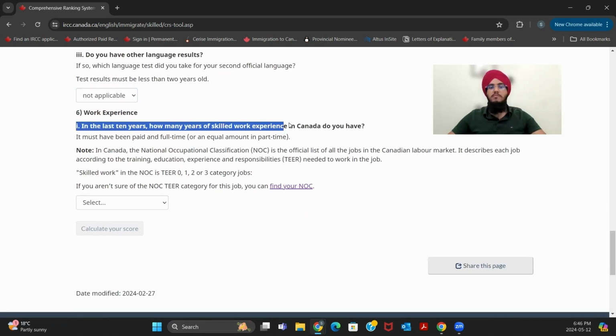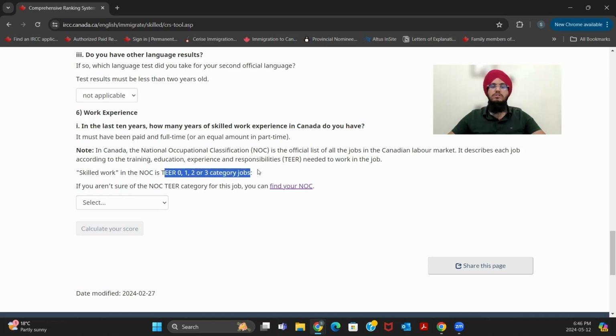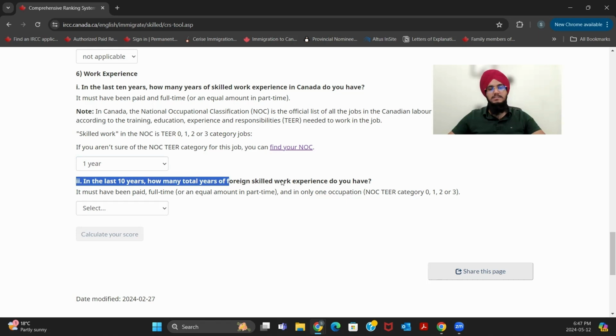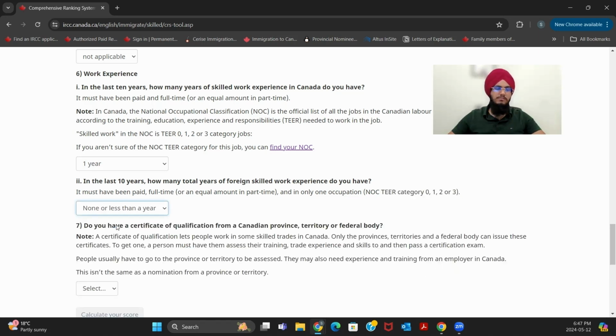And this is asking us how many years of skilled work experience in Canada do you have? So skilled in this category means tier 0, 1, 2, or 3 level position, right? So most of the people gain a 1-year work experience after their PGWP. Once they get their PGWP or they apply for their PGWP, postgraduate work permit, and we'll select 1 for now. And this right here is asking us about the experience that we gained back home or any other foreign country. So that experience must be paid full time and should also be in the tier category 0, 1, 2, or 3. So we'll say no for now.